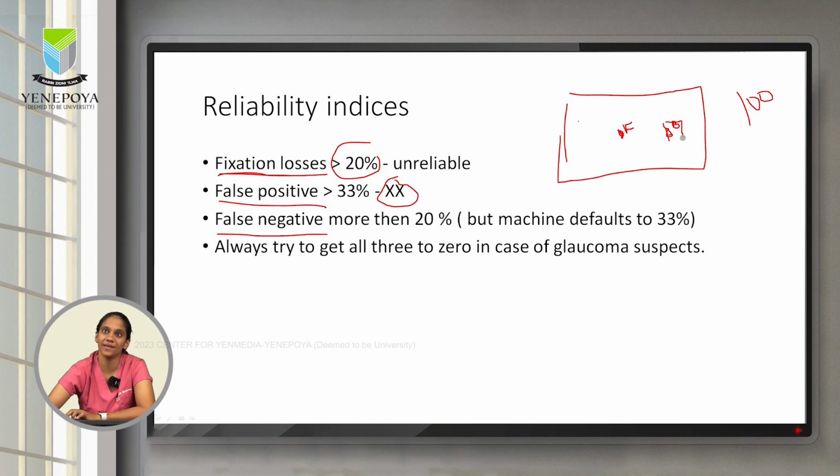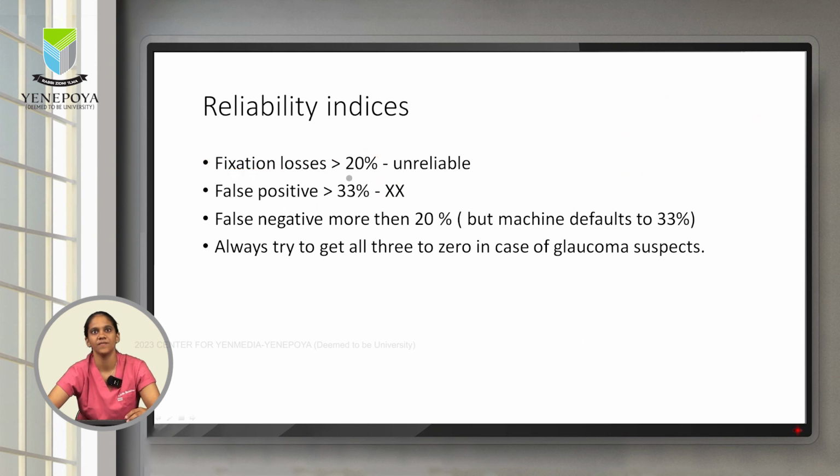So, if the patient recognizes those stimuli, then that means the patient is not fixing at the fixation point. Because if the patient was actually fixing there, the patient should not be able to see a stimulus that is presented at the blind spot. So, any time that a patient responds, that is clicks, when the stimulus is presented to the blind spot, then that means there is a fixation loss. So, if there are more than 20% of fixation losses, then the entire perimetry is unreliable. Second thing is false positive.